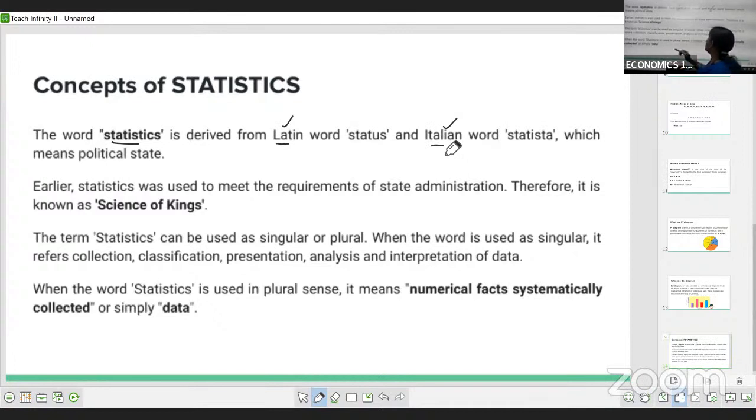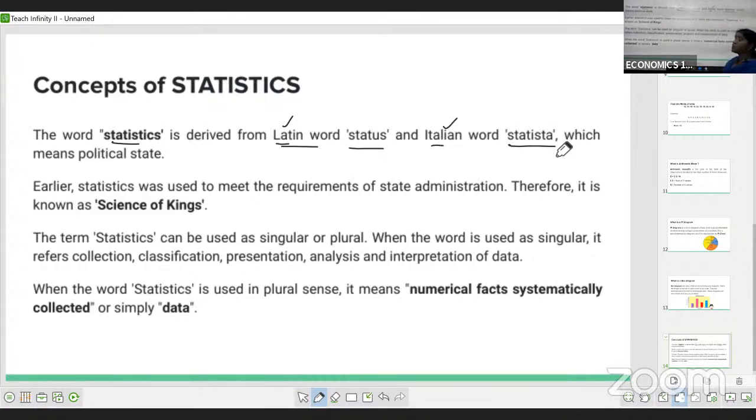The Latin word from which statistics has derived is status. Next, another word is statista. Statista is the Italian word from which statistics has derived. So status is the Latin word, and statista is the Italian word.